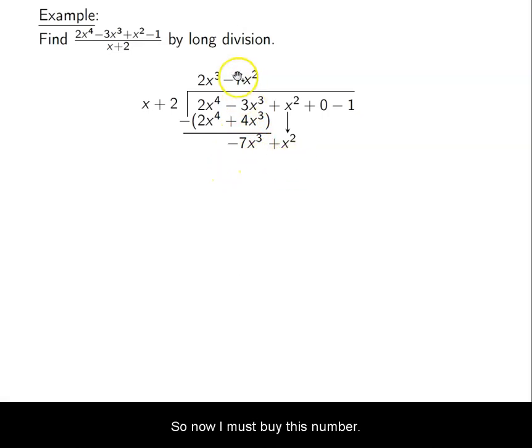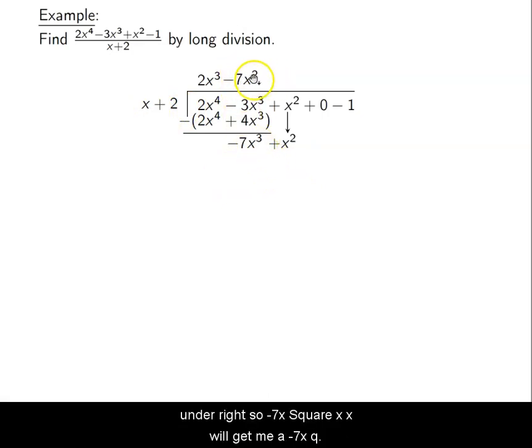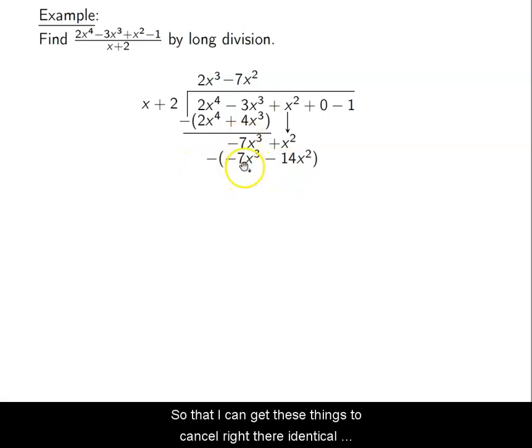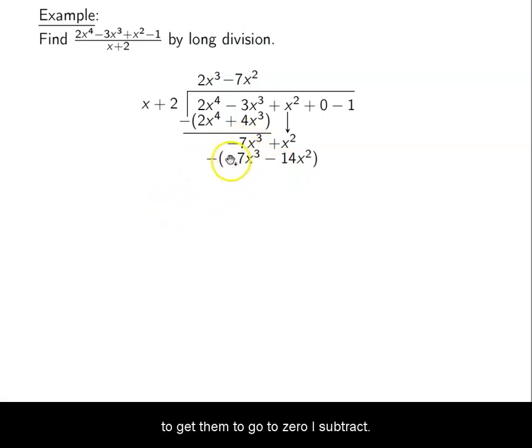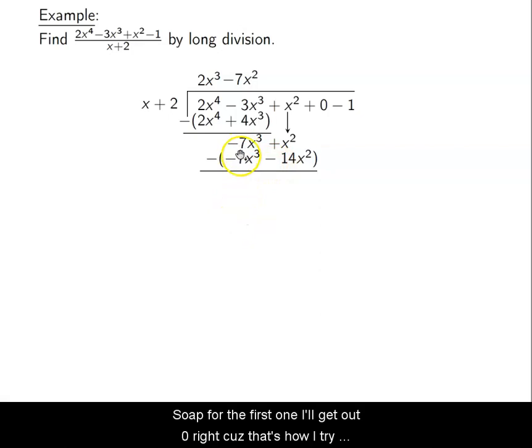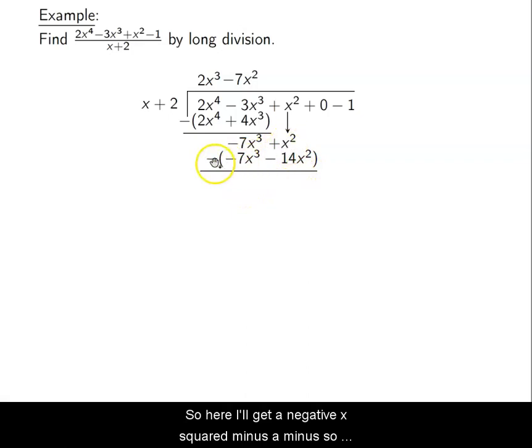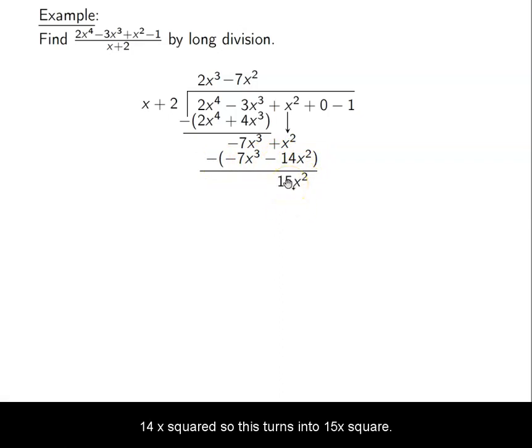So now I multiply this number times the whole thing and it goes under, right? Negative 7x squared times x will give me a negative 7x cubed. Negative 7x squared times 2 will give me a negative 14x squared under this term. And I'll subtract the two so that I can get these things to cancel, right? They're identical. To get them to go to 0, I subtract them. So for the first one, I'll get 0, because that's how I try to make this, so that it cancels. So here I'll get negative x squared minus a minus, so that turns to plus 14x squared. So this turns into 15x squared.